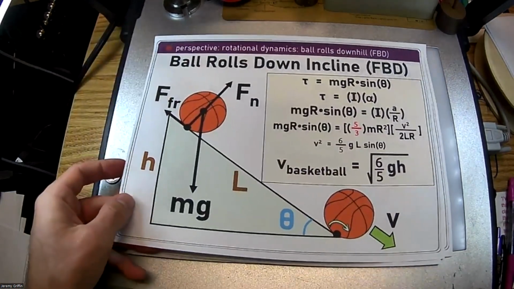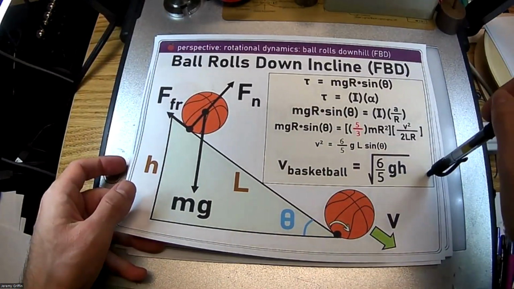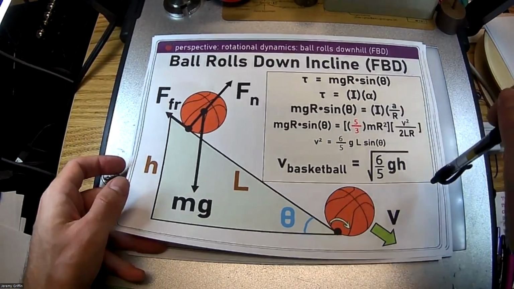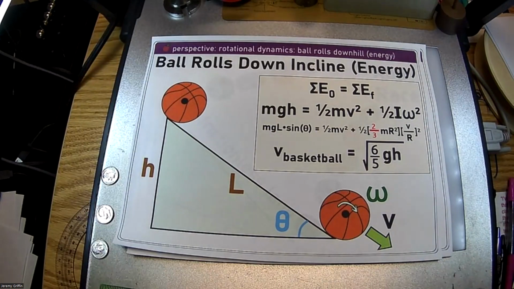You could go through a free body diagram with torque. It's even skipped a few algebra steps here. This is kind of a complicated way to do it. You have to bring in the parallel axis theorem, blah, blah, blah, but you get some answer. But with energy, I think this is a more straightforward way to do it. Same answer.